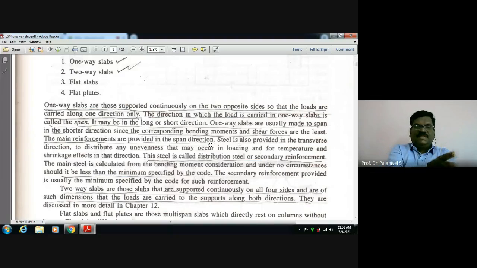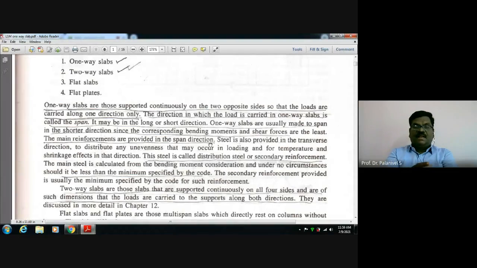Say the long span is Ly and the short span is Lx. If the Ly by Lx ratio, in other words the long span to short span ratio, is more than 2, we call it a one-way slab. If it is less than 2, we categorize it as a two-way slab. I will repeat: if the ratio of long span to shorter span is more than 2, it means the long span is more than twice the shorter span, and we categorize it as a one-way slab.